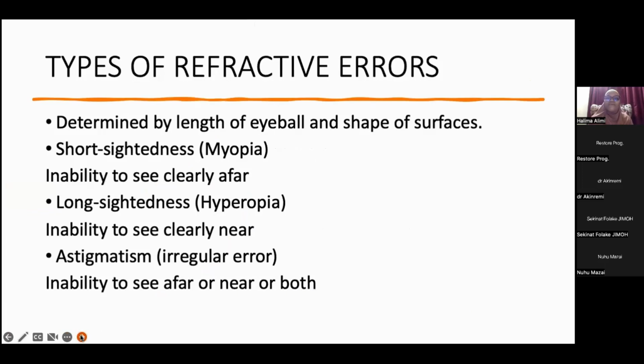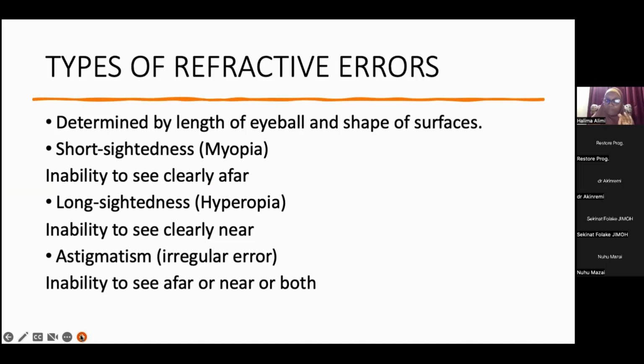Now, what are the types of refractive errors that we can find? And I'll start by saying that whether or not you will have a refractive error and what type of refractive error you have is determined basically by the length of your eyeball, how long your eyeball is, as well as the curvature. As we all know, the eye is a curved structure. So the way in which it is shaped also determines what sort of error you have.